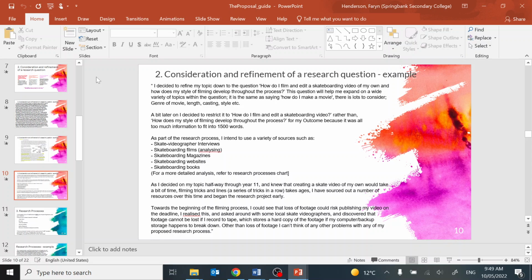Another example. So here, this is where they use some dot points. So they use skate videographer interviews, skateboard. So they looked at analyzing some films, the magazines. They looked at websites, skateboard videos, and then this person actually uses a research process chart, which I did copy as a template, if you wish, which is found in the templates folder in the proposal folder on Google Drive. You do not have to use it.